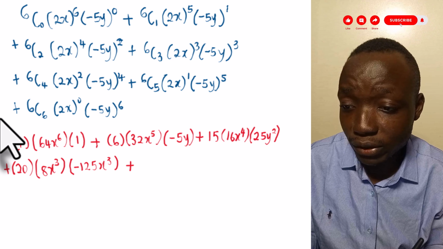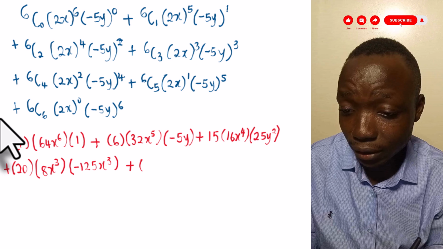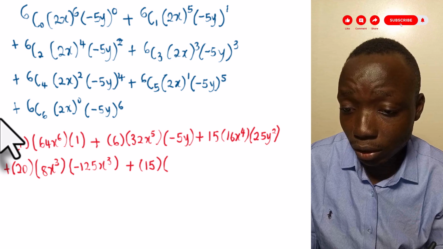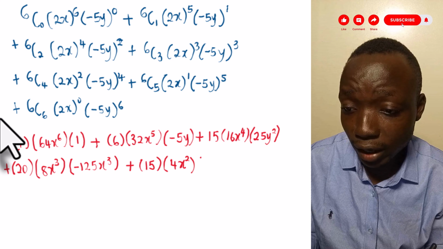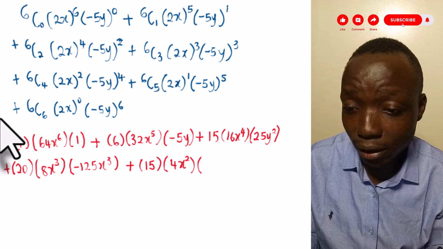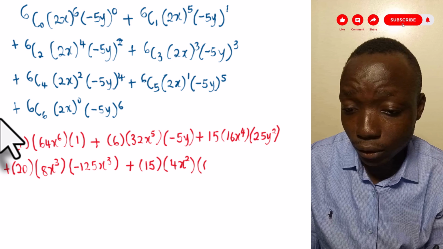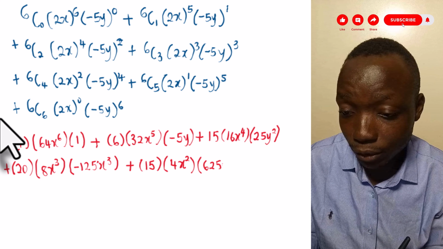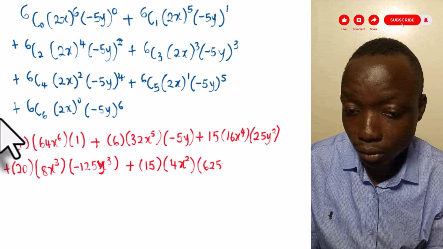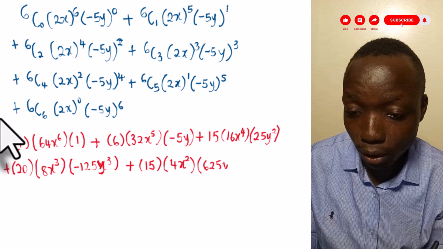then plus 6 combination 4 is 15, so 15 times 2x all squared is 4x squared, then times minus 5 raised to power 4 is going to give you 625. This is y raised to power 4. Apologies, so this is going to be y raised to power 4.